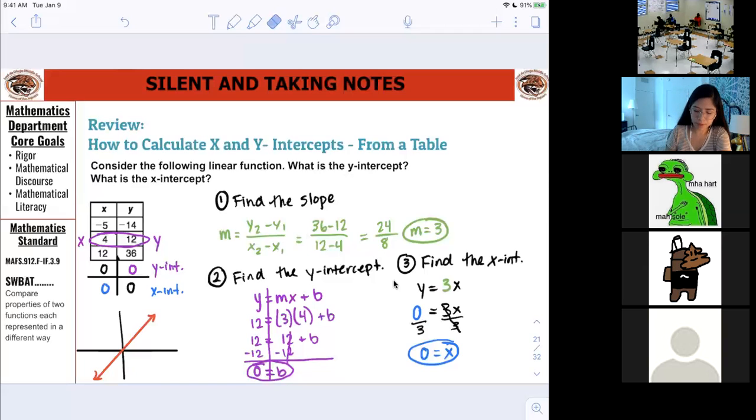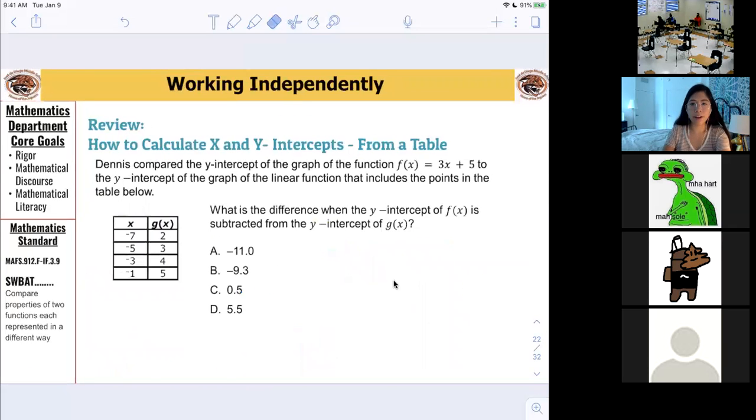Okay. All right, so now let's put this all together. Now that we know how to do this for a table, a graph, and an equation, we can compare two different functions. So can I get a volunteer to read this scenario? Dennis, what's Dennis doing?